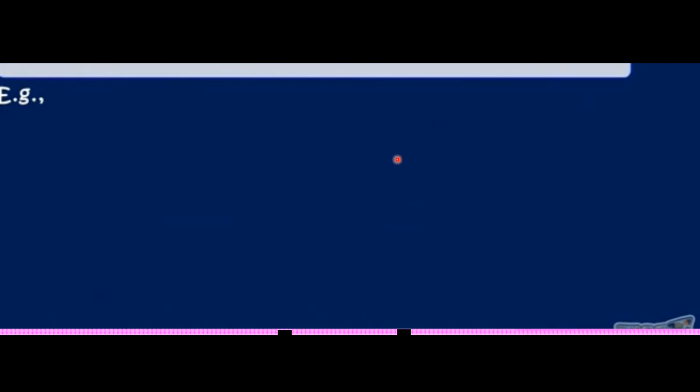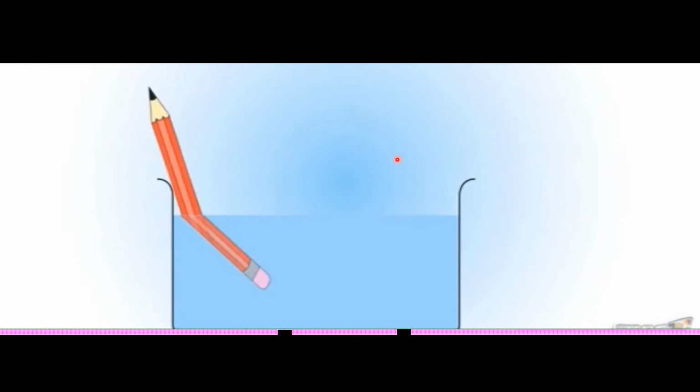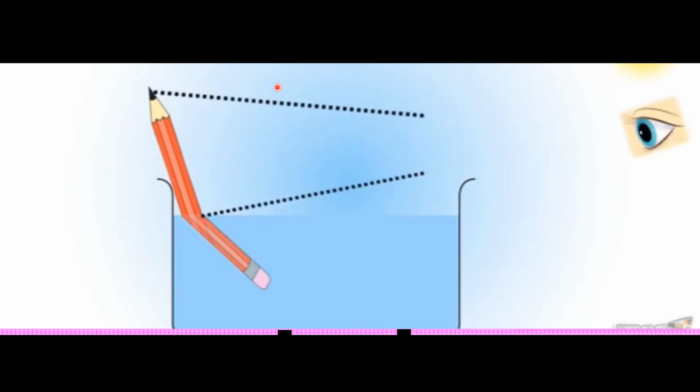So for example, let's see what we can observe when we put a pencil into a glass of water and observe it from the outside. So the light from a light source comes and hits the pencil, and if we consider the portion of the pencil which is exposed to air, the light beams come and hit that surface and are reflected and reach the eye, and no refraction occurs because light travels in the same medium.